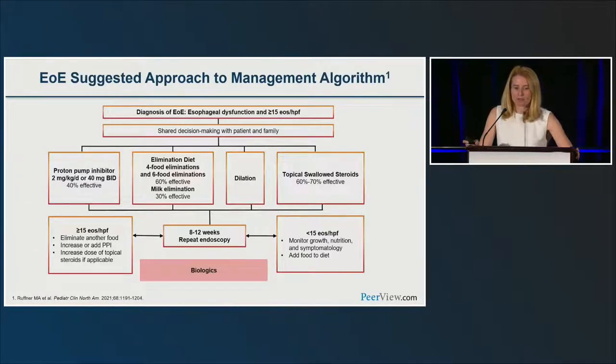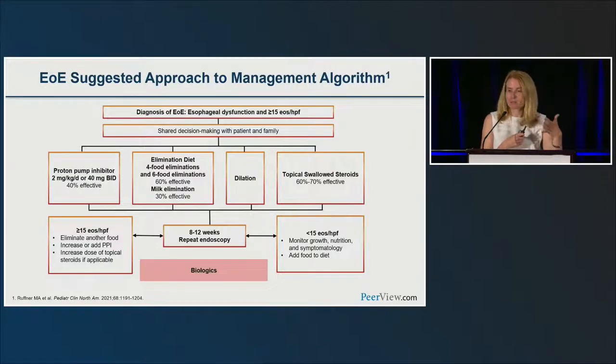When we think about the newly diagnosed EoE patient, defined as esophageal dysfunction with greater than 15 eosinophils per high power field, it begins with a shared decision-making space. What is the right therapy for one family is not necessarily the right therapy for another family. Coming to a shared decision-making space improves both compliance with medications and also gets everyone on the same page.